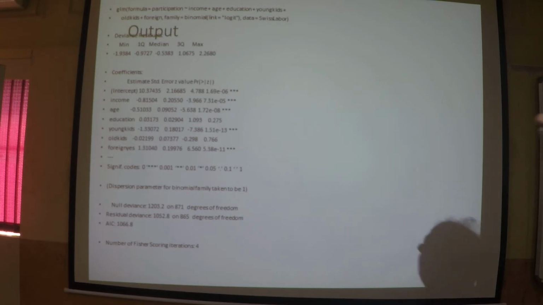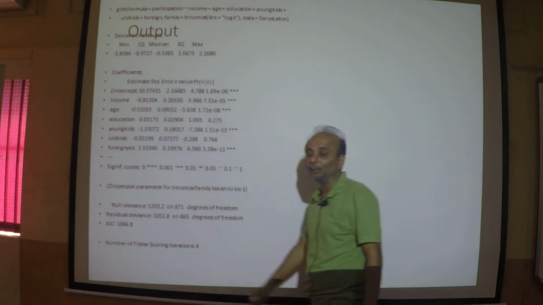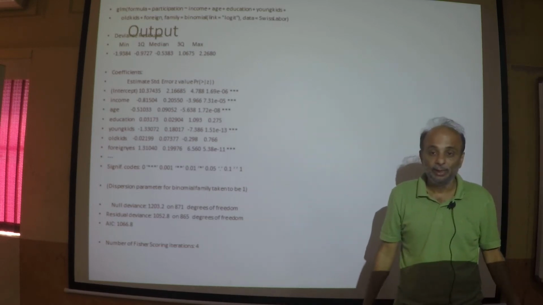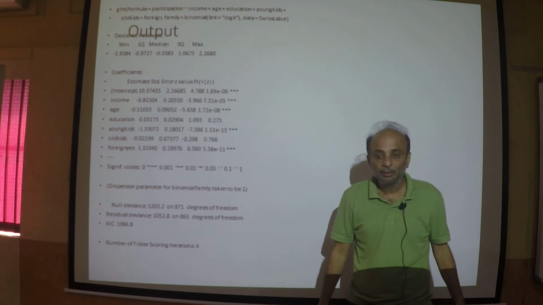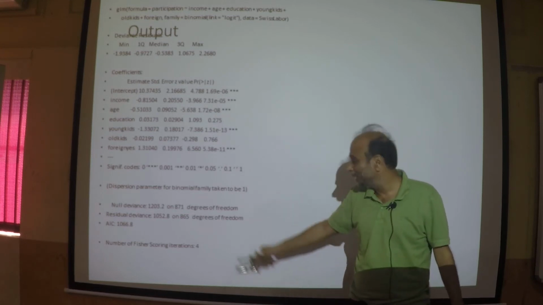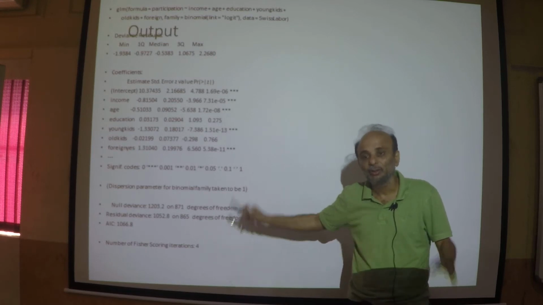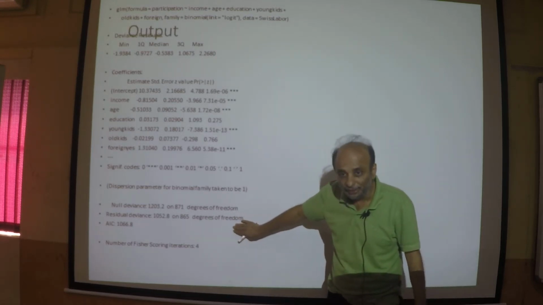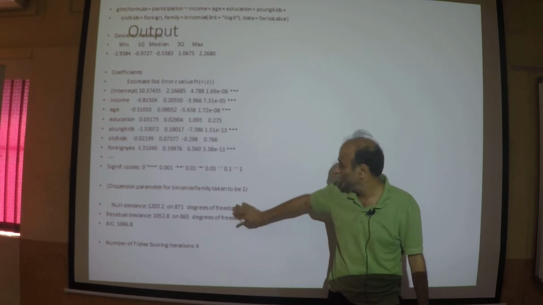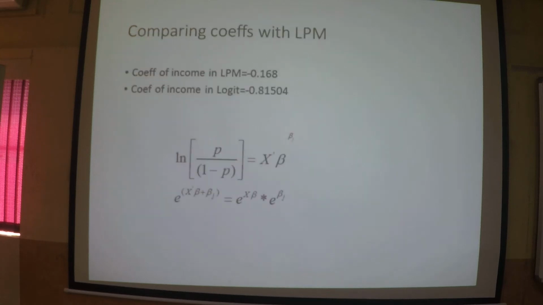How many parameters are being estimated? 1, 2, 3, 4, 5, 6, 7. How many data points were there? 872. 872 minus 7 is 865. Basically the residual sum of squares upon n minus k, so basically the standard deviation of the estimated error from the unrestricted model, compared with the restricted model. So, basically how to compare that?